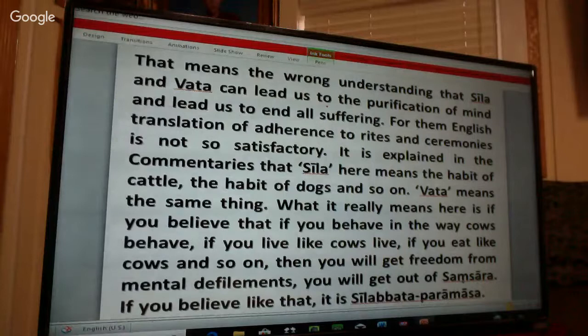It is not exactly the meaning of the Pali word Silabbata Paramasa. They translate like this, but it is not enough, not an exact translation. Because as explained in the commentary, sila here means the habit of the cattle, the habit of the dog, and so on. Vata means the same thing, practice. At the Buddha's time, you can imagine some ascetics practiced like the cow. They didn't wear anything. They ate grass like the cow. They slept on the ground.